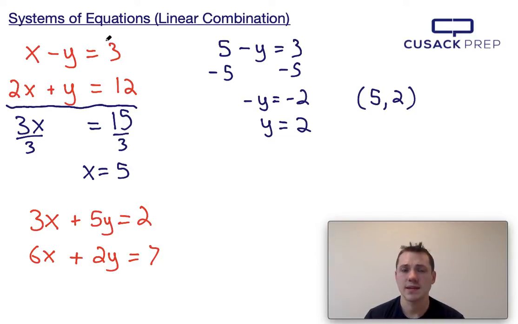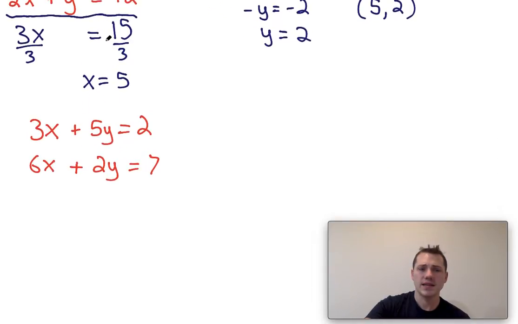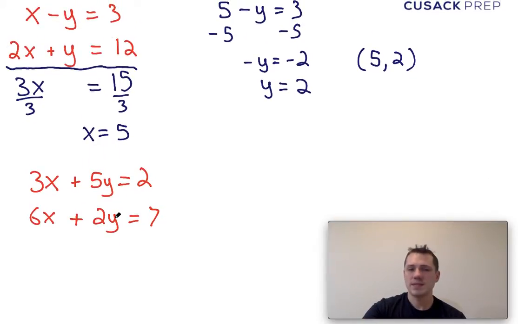What does that mean? That means that if I were to graph these two equations, the point (5, 2) is where they would intersect. Now taking a look at the next one, we see something's a little bit different.